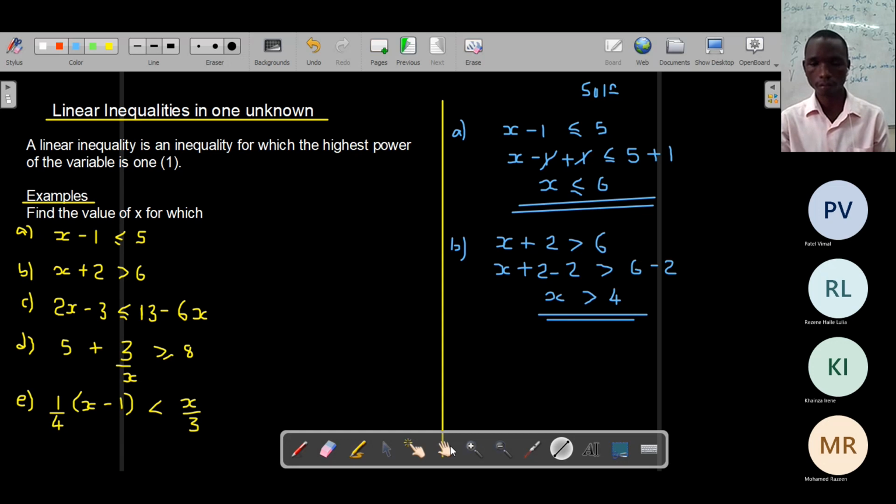That's how we should work out these numbers. Even C, the same. We collect the like terms, the same way we work out the other equation solving. The same thing. The only difference here is during division. When you are dividing by a negative and when you are multiplying by a negative, that's the most sensitive thing. But the remaining things, the operations are the same.